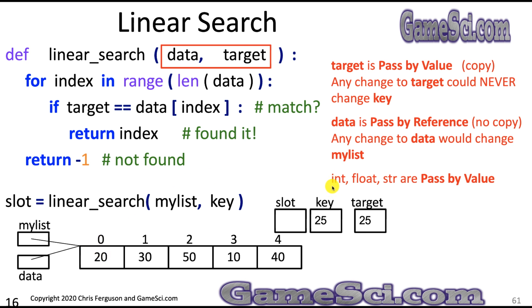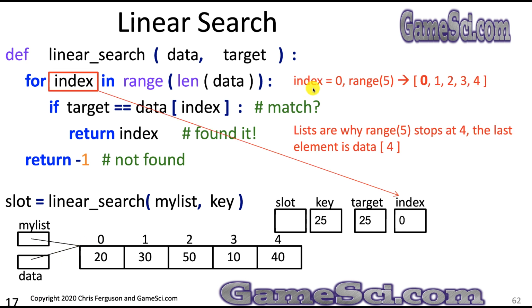In Python, simple types like int, float, and str are passed by value. That's why target is a copy. In Python, a list is passed by reference. That's why it does not make a copy of the list.